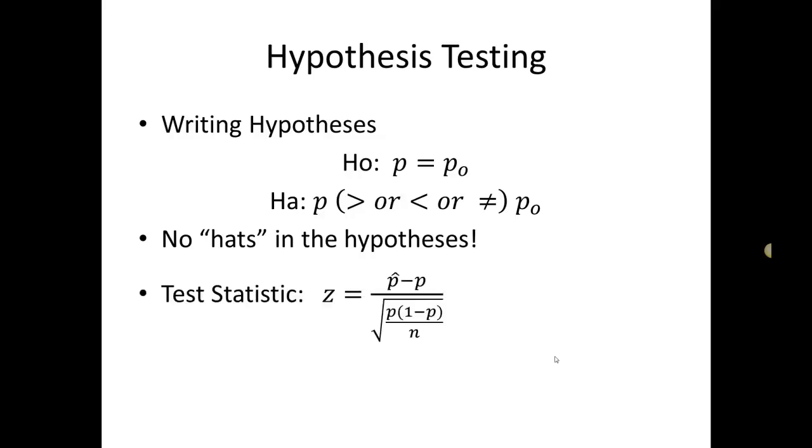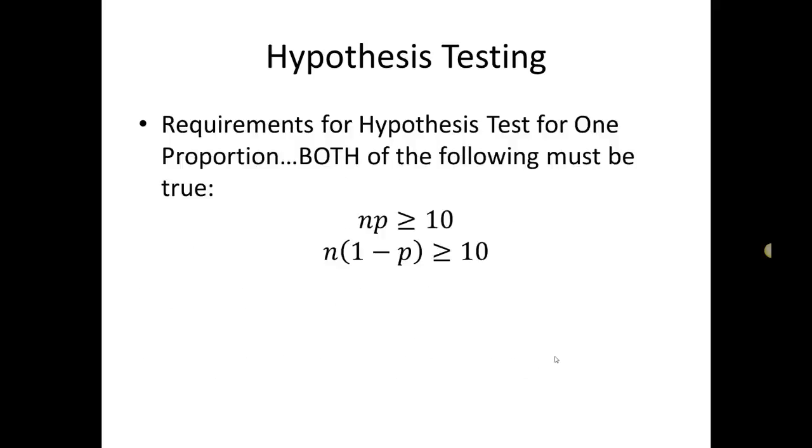The test statistic is a z statistic, p hat minus p, which is the value claimed under the null hypothesis, divided by the square root of p times 1 minus p over n. So we're going to work this the same way that we found test statistics and p-values back when we were dealing with means. So we're going to find our z-score and then use the normal applet to help us find the p-value.